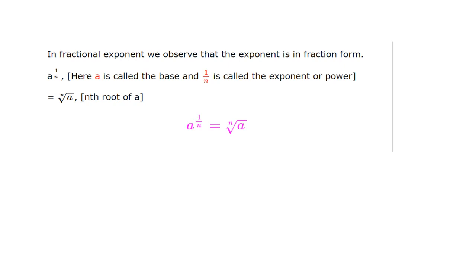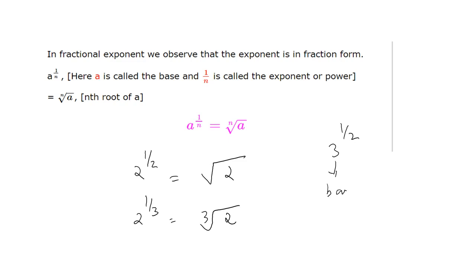Now in case of fractional exponent, you can see over here a raised to 1 by n means nth root of a. 2 raised to 1 by 2. What is the meaning of that? It means it is square root of 2. Or 2 raised to 1 by 3, that means it is cube root of 2. So fractional exponent means the exponent will be in the fractional form. So here, if I write 3 raised to 1 by 2, that means 3 is the base and 1 by 2 is the exponent.